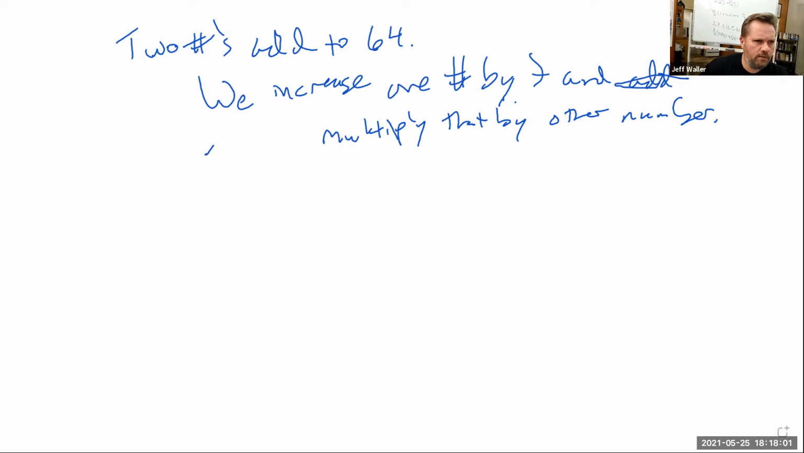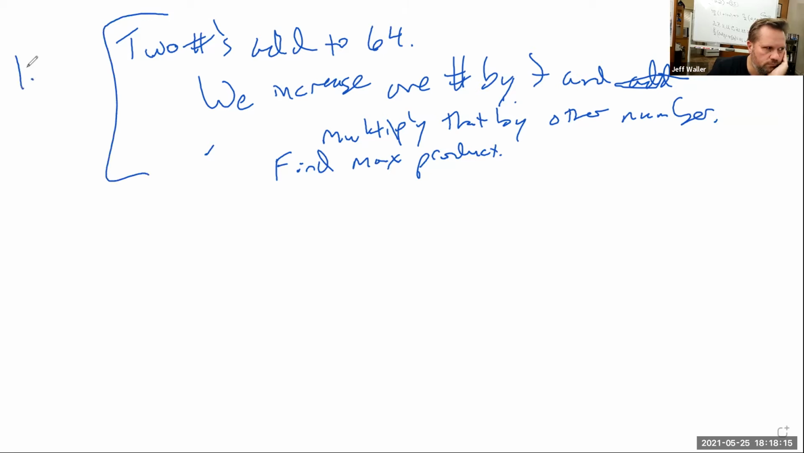Find the maximum product. Yes. Find the maximum product. Okay. Now, somebody help me out. What are the two numbers? A, B. All right, A and B. I like it. I'm tired of using X and Y. So A and B are my two numbers.